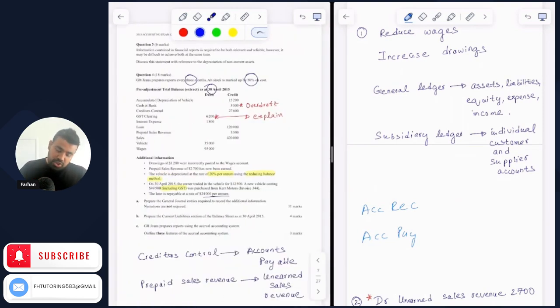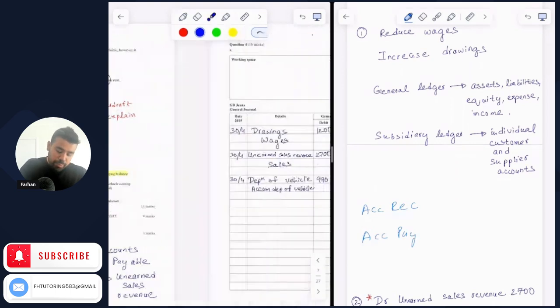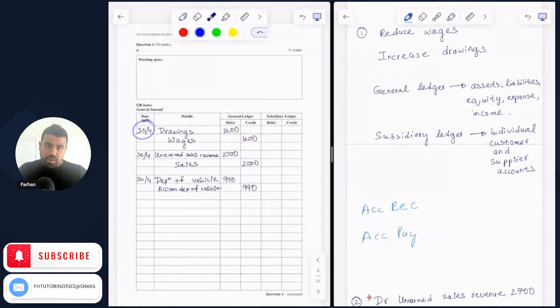By the way, let's double check if the reporting period is 30 April 2015, and yes, that is it. And therefore, this is correct. Before we move to the next information, I also want to discuss something else.